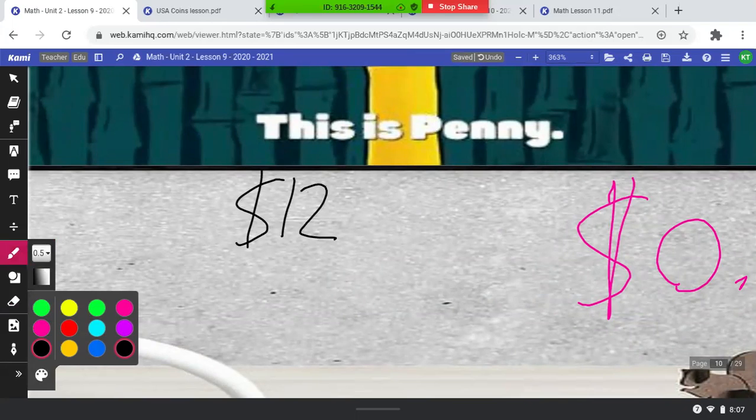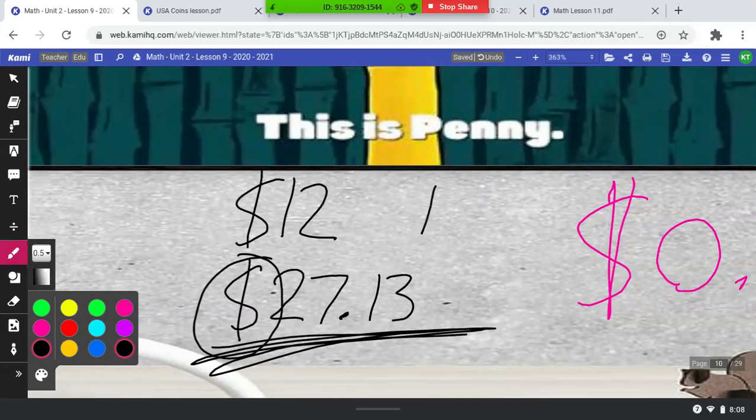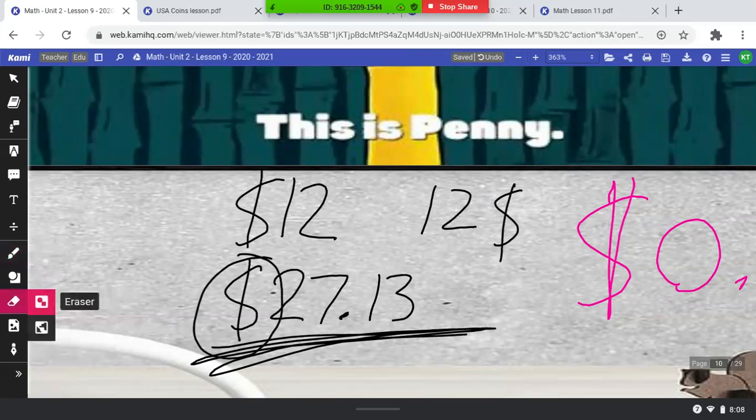If you buy something and it is $27.13, the dollar sign always goes in front of the number, in front of the dollar amount. Do not do this. No, no, no, no. That is incorrect.